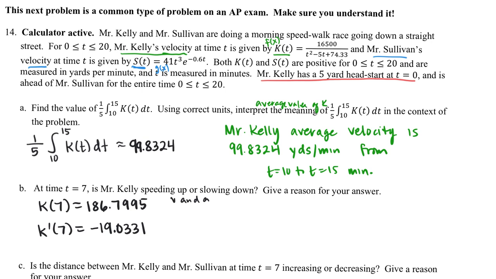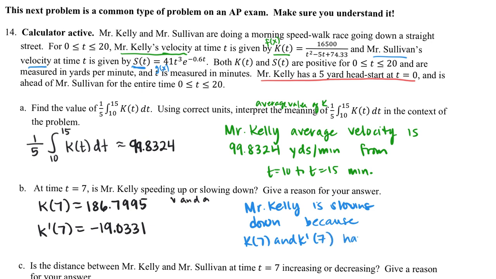So what is the question? Mr. Kelly is slowing down, because K of 7 and K prime of 7 have opposite signs. And when you mention this, you need to at least mention somewhere that t equals 7, because it's not true that they are always opposite, but at that moment in time, they are opposite.